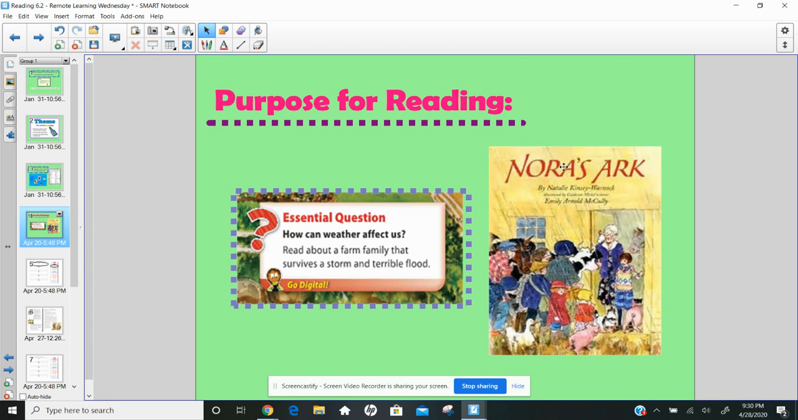And so some of you might be thinking that you have heard a story that's similar to Nora's Ark. There's also one called Noah's Ark, right? So some of you might hear that and relate to that story. That is the reason why the author titled this story Nora's Ark, to make you think of Noah's Ark, because it does reference that story if you've ever read it too. They're kind of parallel. And so our central question of the week is, how can weather affect us? So weather is going to be a big part of the story.